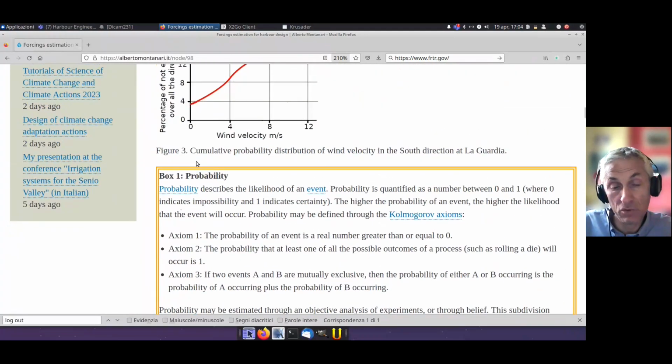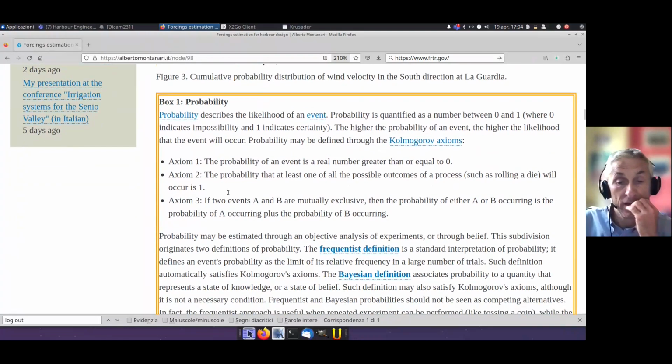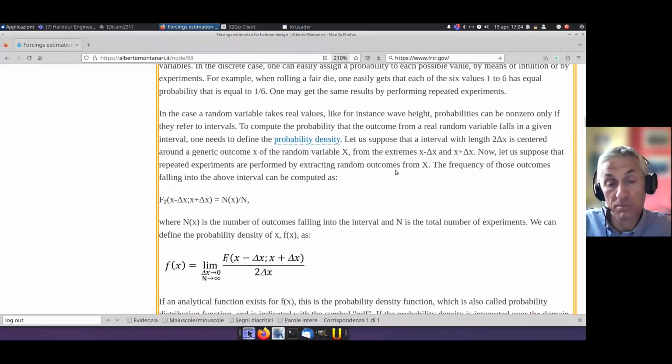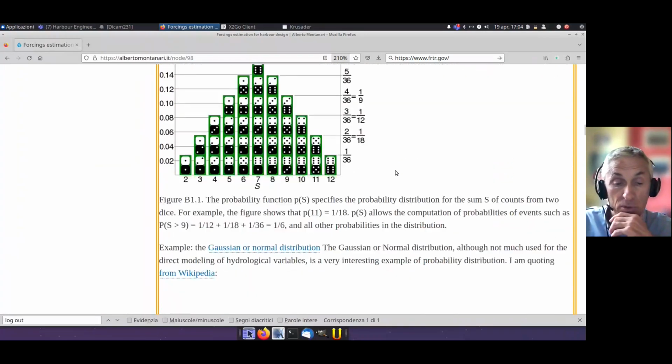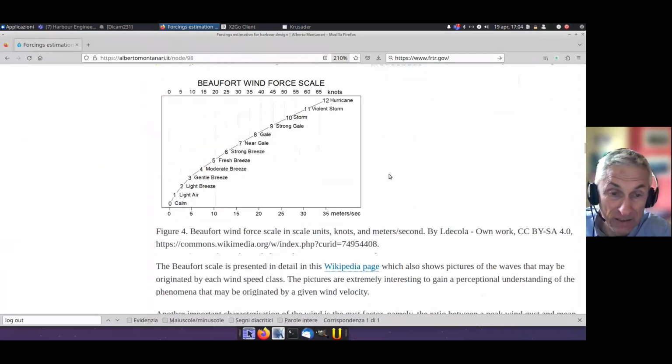Another question may be, how would you define probability? And you have to say with the axiom of Kolmogorov. Frequency and Bayesian definition is also important. What is a probability distribution? This is also important. And then I would say that that's it.